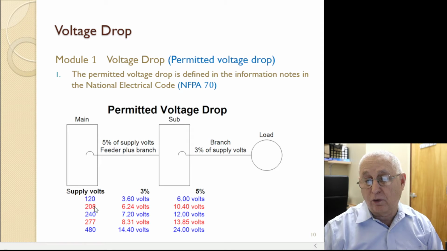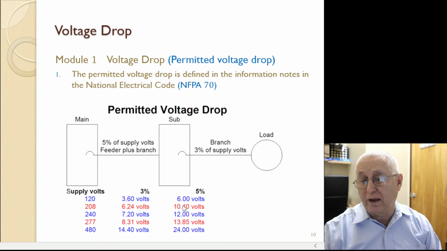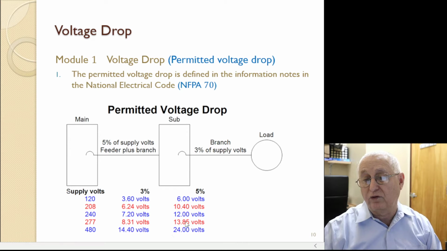At 208 volt supply, 6.24 volts, which is 3% of the 208, and 5% of 208 volts is 10.4 volts. 240 volts, 7.2 volts and 12 volts. 277 volts, 8.31 volts and 13.8 volts. And finally, 480 is 14.40 volts and 24 volts. If your voltages are different than this, you would take 3% of the supply voltage.